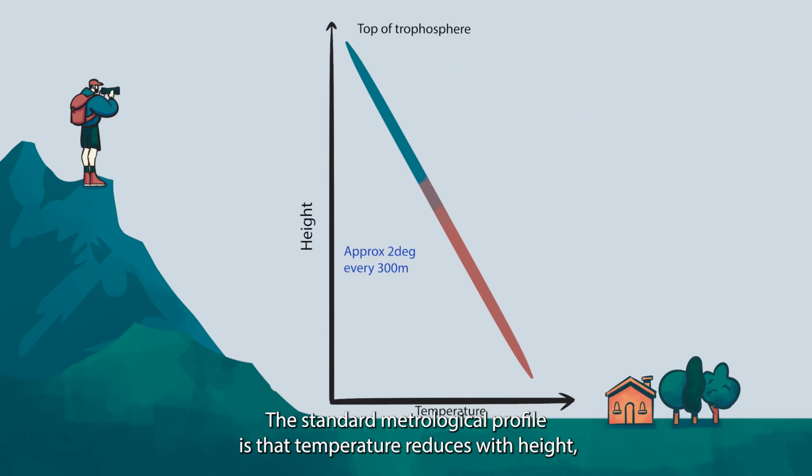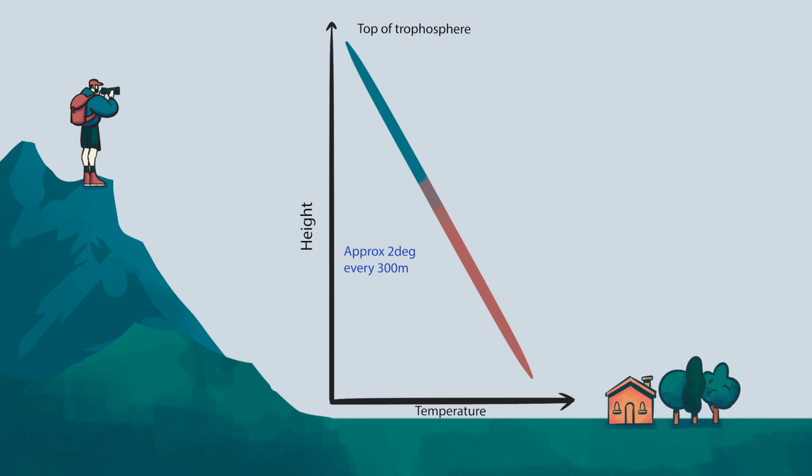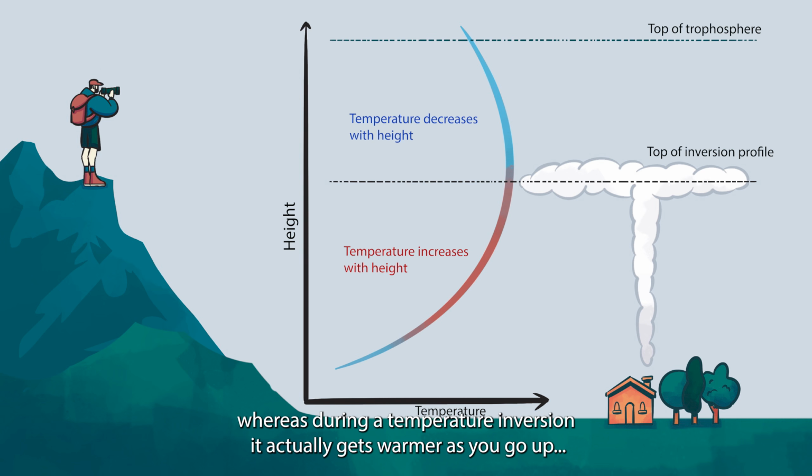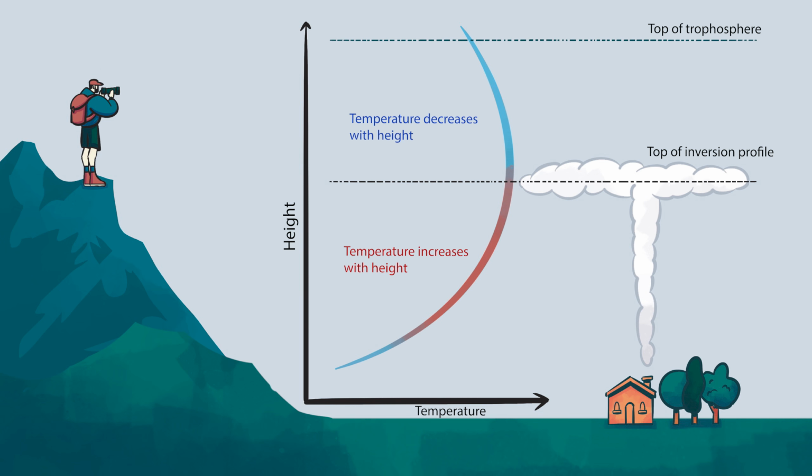Now, the standard meteorological profile is that temperature reduces with height, and this is generally about 2 degrees Celsius for every 300 meters of elevation. Whereas during a temperature inversion, it actually gets warmer as you go up to a point, with cold air down at ground level due to it being more dense than the warmer air. A telltale sign of a temperature inversion to look out for is smoke rising from a chimney, because it'll rise to a level and then plateau off horizontally.